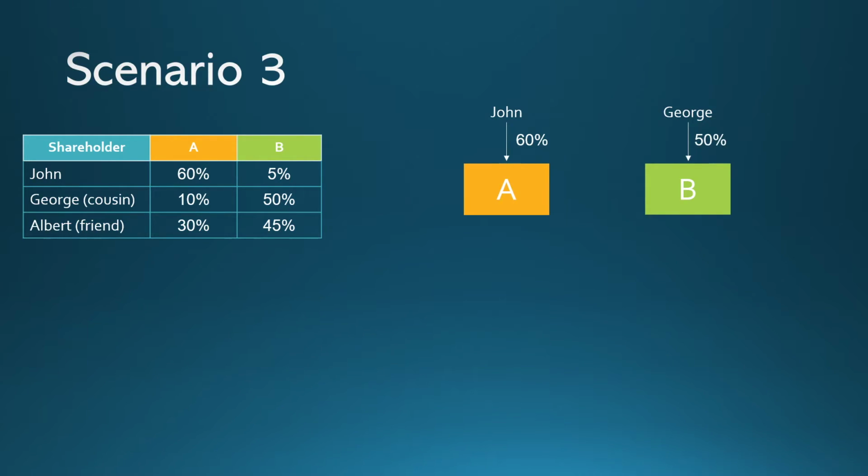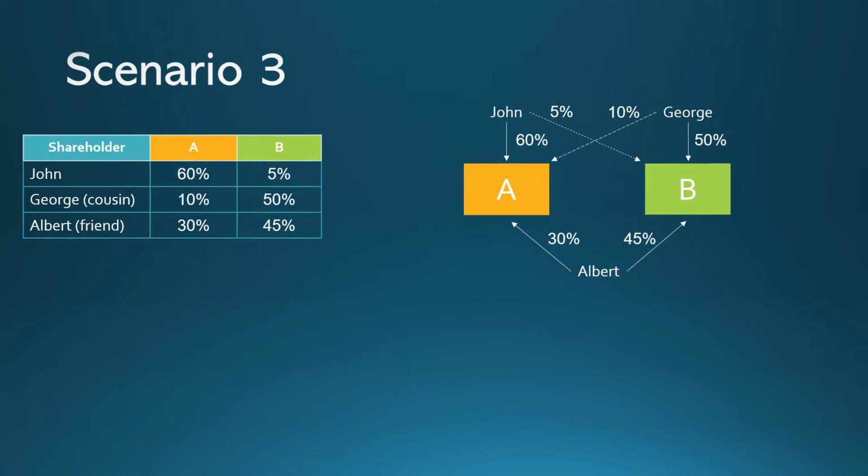We can introduce Albert, who owns 30% of company A and 45% of company B. There is some cross ownership amongst company A and B from John and George as well. John owns 5% of company B, and George owns 10% of company A. Go ahead and pause the video and see if you can find which provision makes these two companies associated.